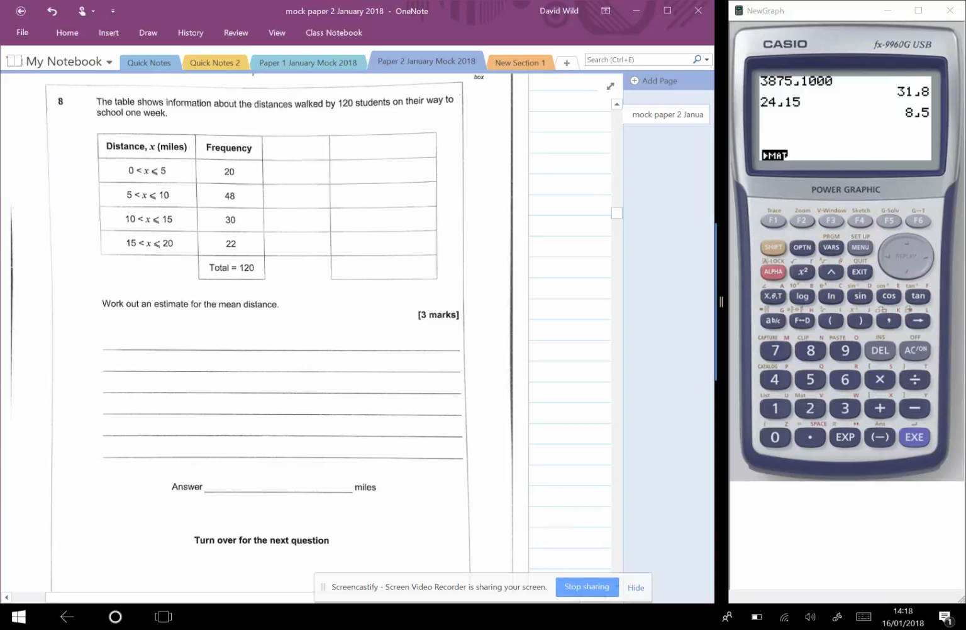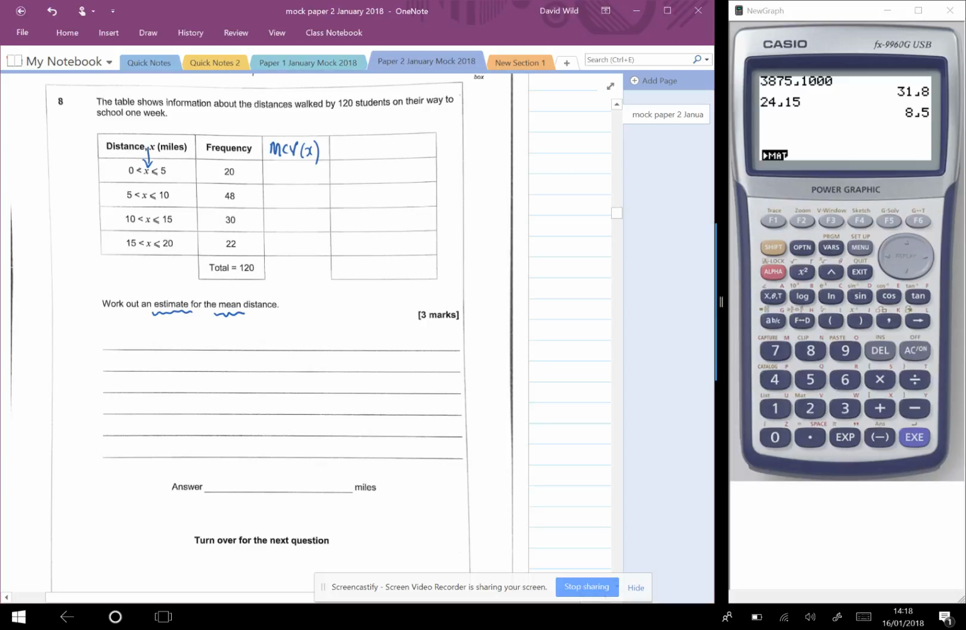Question 8. The table shows information about distances walked by 120 students on their way to school 1 week. Work out an estimate for the mean. The first thing is that estimate should tell you something. It tells us that we need to estimate the distances somehow. And for calculating the mean, we need to use the mid-class value. So we're going to put in the mid-class value, and that's how x is here.